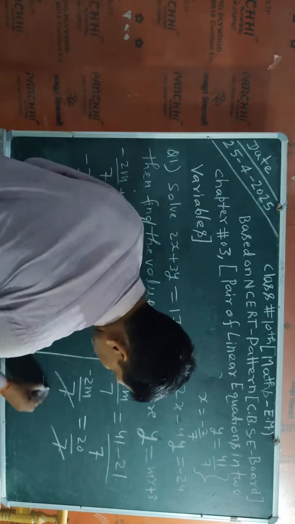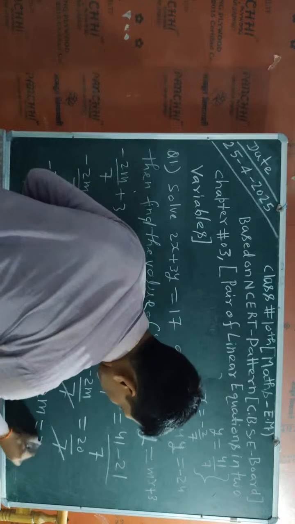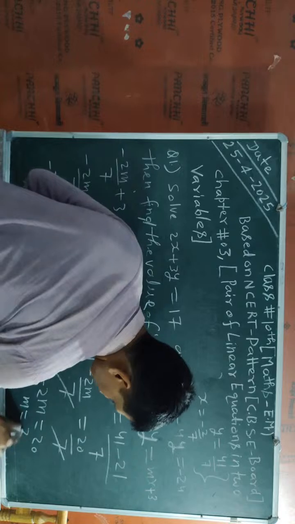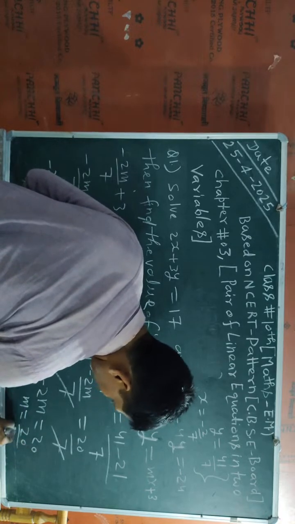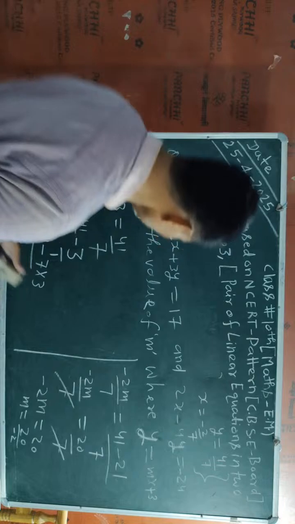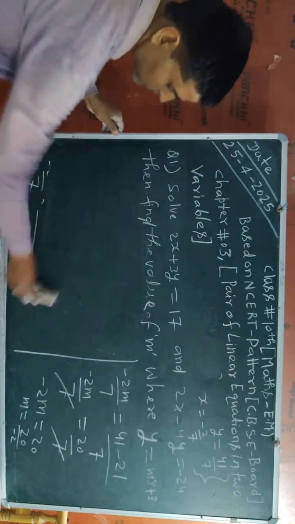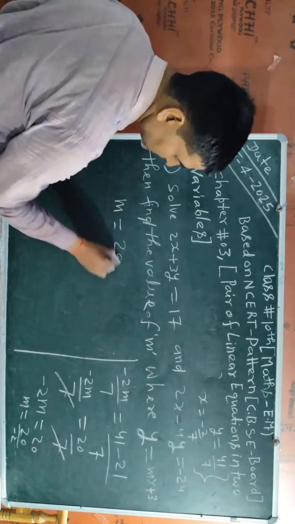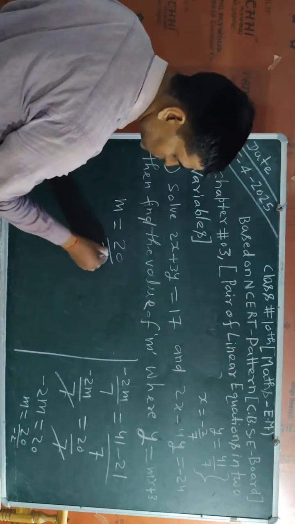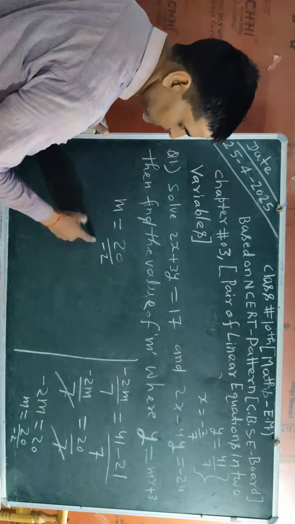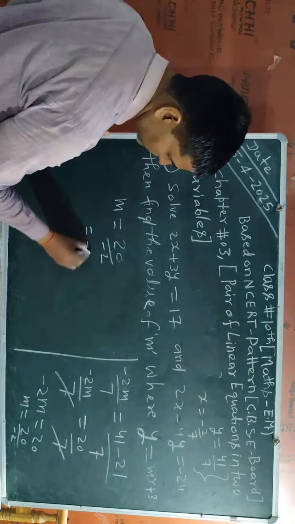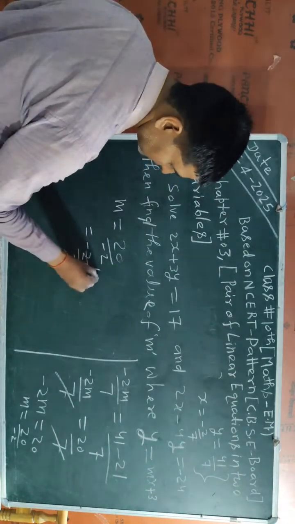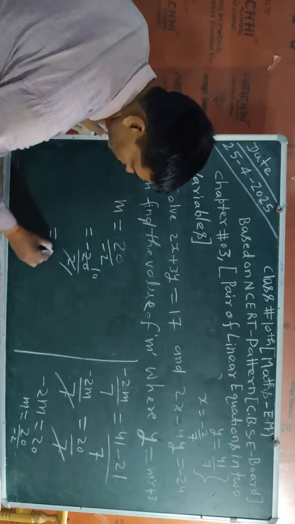So I will put minus 2m, which is equal to 20. Okay, student. So m is equal to, I will put here minus 20 divided by minus 2. So I will simplify it. After simplifying, I will say m is equal to 20 divided by minus 2. So this is plus sign, this is minus sign. So minus sign will go up. So minus 20 divided by 2. 2 tens are 20. So I will put minus 10.